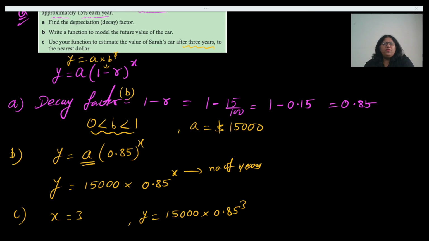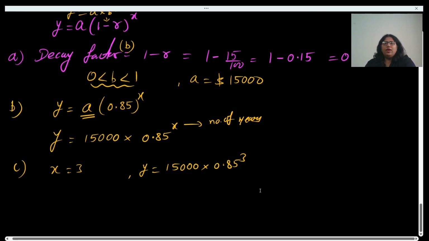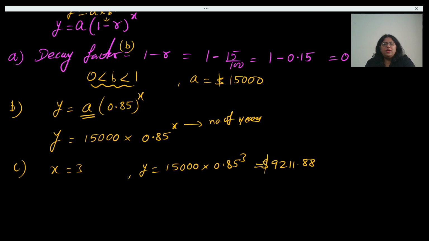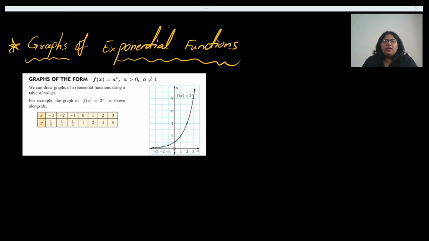And when you do the simplification, your value should be less than the original value, which is 15,000, whereas in growth, the final value should be more than the actual value. So you are going to get the value approximately as 9211.88 dollars. You can see that this is less than $15,000, which is approximately equal to 9,212.